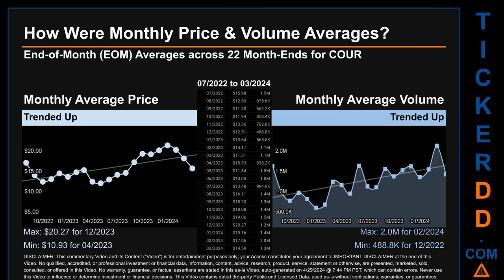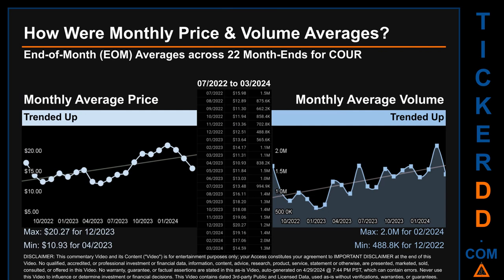How were price and volume averages for COUR? Across 447 trading days, there were a total of 22 month ends, of which monthly averages for daily price and volume were calculated. Overall, monthly price average trended up while monthly volume average trended up.